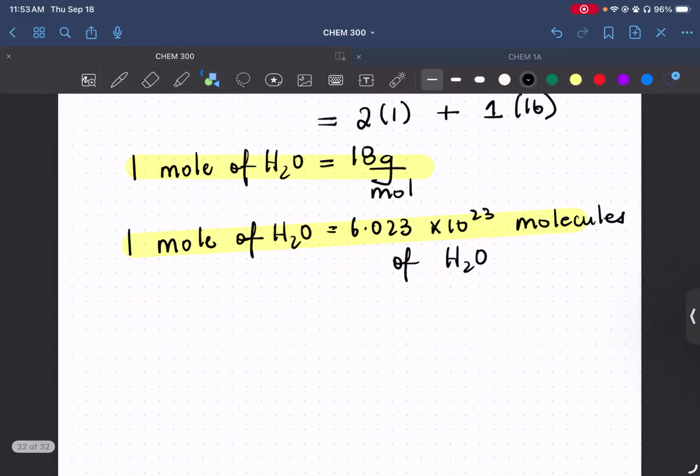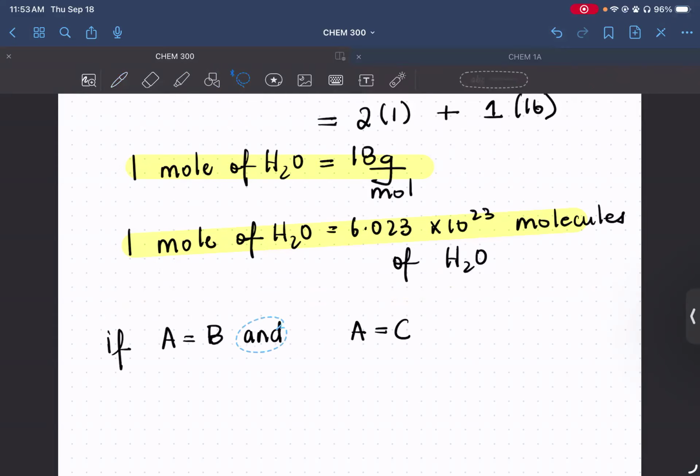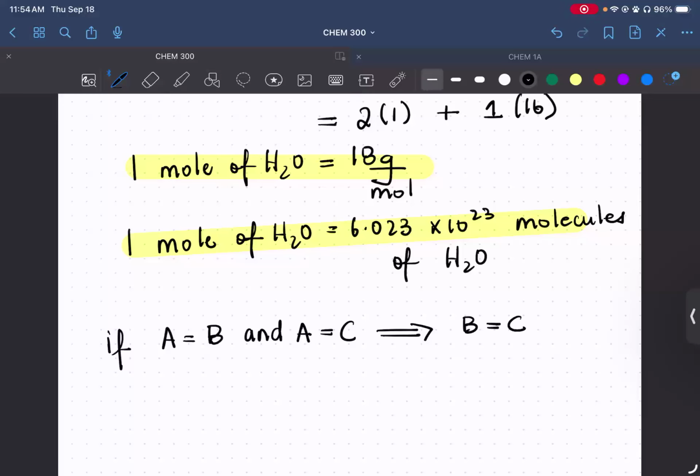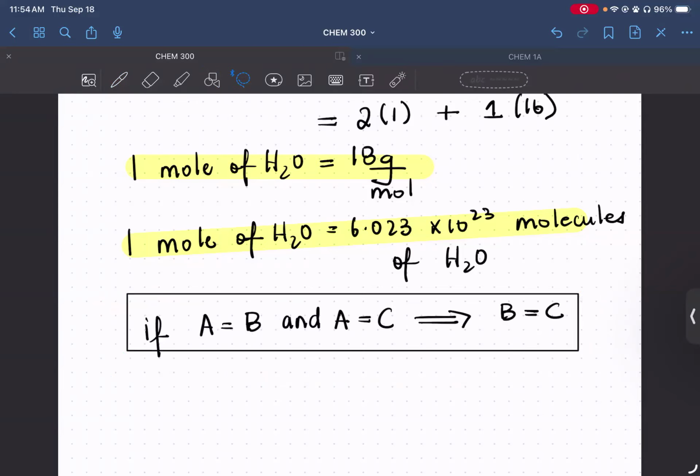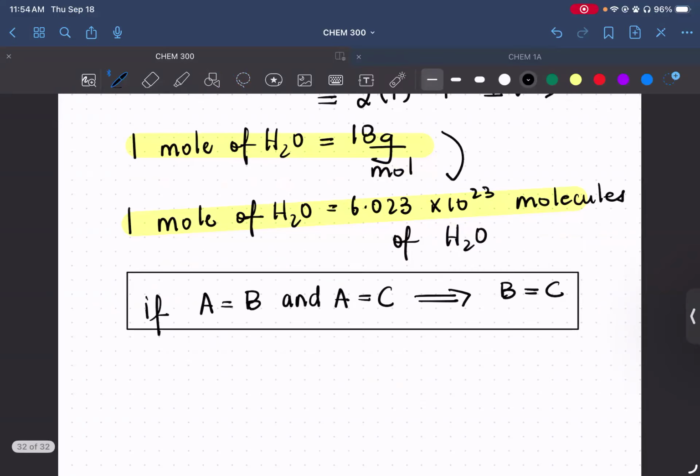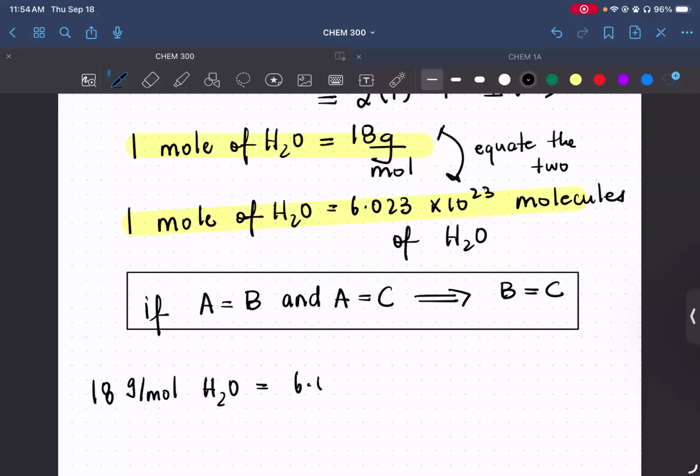Well, let's think back to a little bit of math, for instance. If A is equal to B, and A is also equal to C, then by the law of math, we know that B is equal to C. We can use this logic right here to equate the two, such that we're able to say that 18 grams per mole of water contains 6.023 times 10 to the 23 molecules of water.